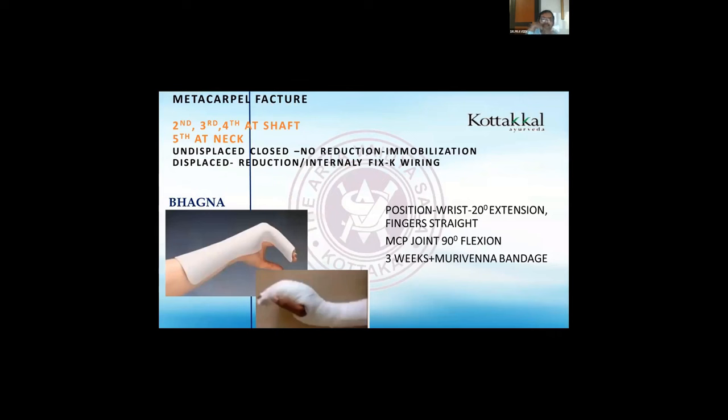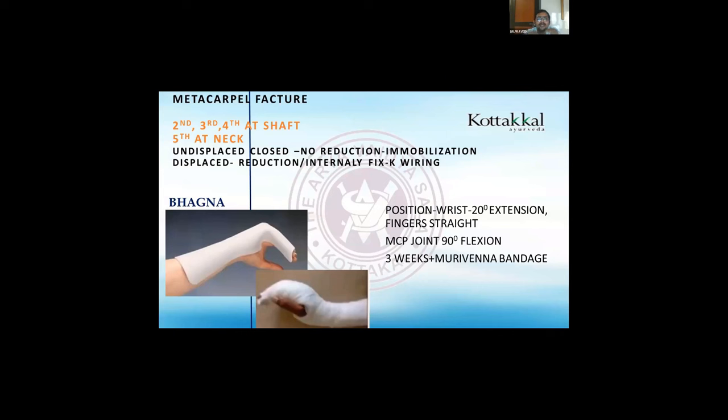And coming to the metacarpal fractures, usually the second, third and fourth metacarpal fractures occur at the shaft. It used to happen in RTAs, falls or any violence. The fifth usually breaks at the neck, and we can classify them as undisplaced and displaced. When there is no displacement, there is no need for reduction, only immobilization is sufficient. When there is displacement, we can reduce it. If the reduction is not stable, we have to send for K-wire fixation.